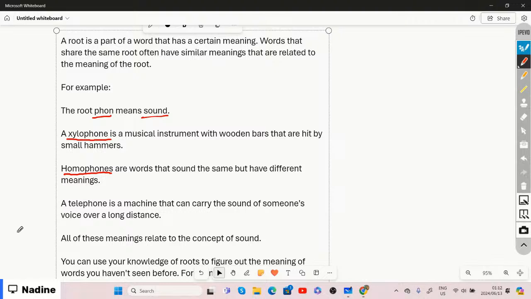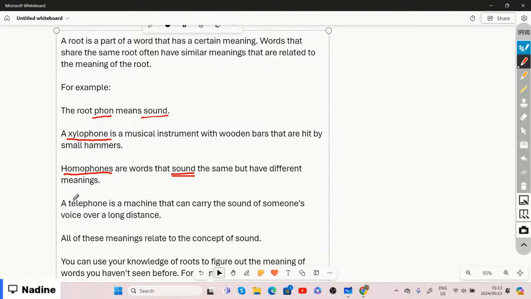Yes, it is basically spelled phone. So it's spelled like phone. So then we have homophones, right? And homophones are words that sound the same, but they have different meanings, right?